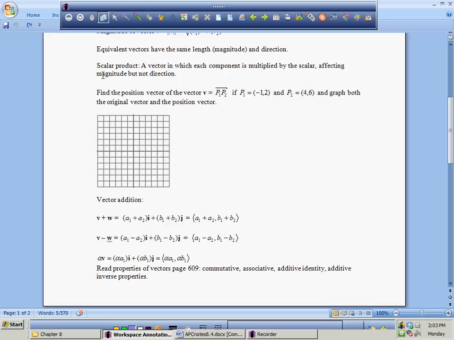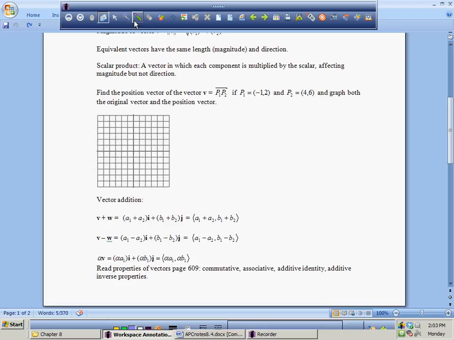So, scalar product, a vector in which each component is multiplied, but we talked about it. Find the position vector P1, P2, if P1 is -1, 2, then P2 is 4, 6, and graph both the original vector and the position vector.